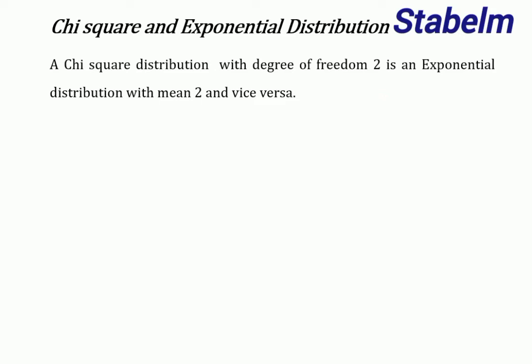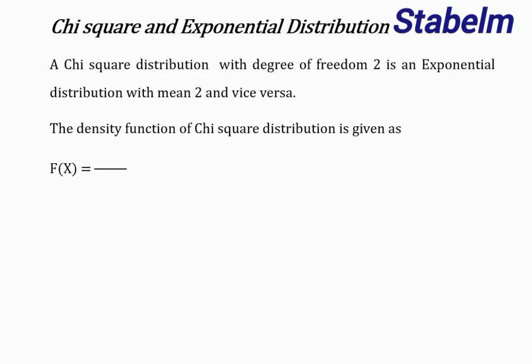First of all, we want to state the probability density function of a chi-square distribution. It is given as f of x equals 1 divided by 2 raised to power v over 2, gamma of v divided by 2, x raised to power v over 2 minus 1, exponential raised to power minus x over 2, with x greater than 0, less than infinity. You can see this is a chi-square distribution.